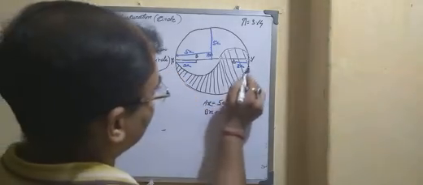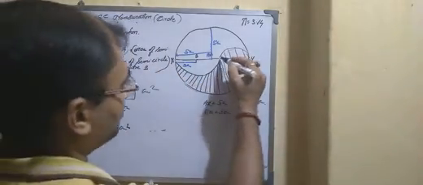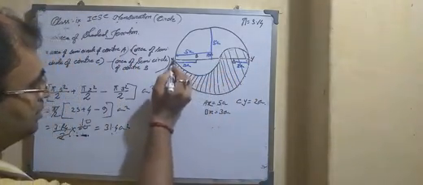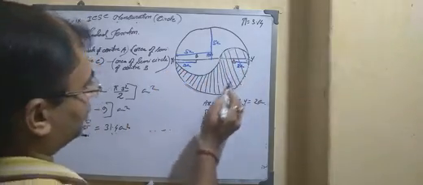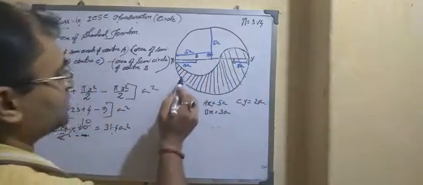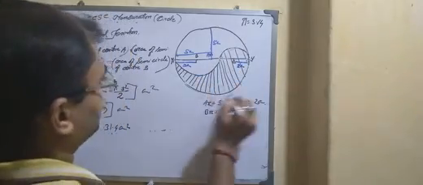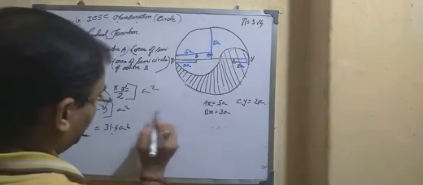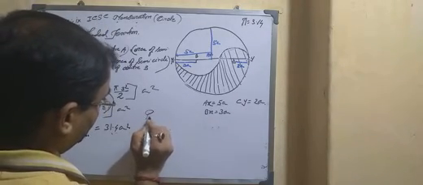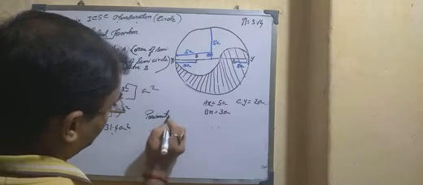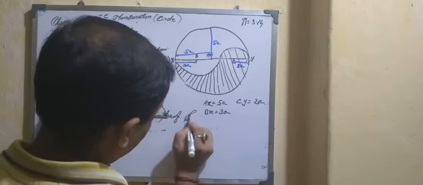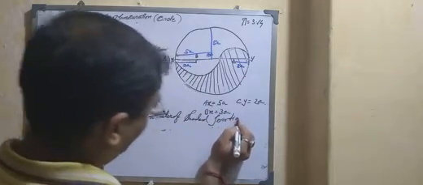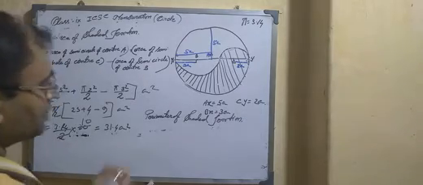Perimeter of this semicircle plus perimeter of this semicircle plus perimeter of this semicircle. For the case of perimeter, we just add all the perimeters, the half circumferences. So the perimeter of the shaded portion, what will it be?